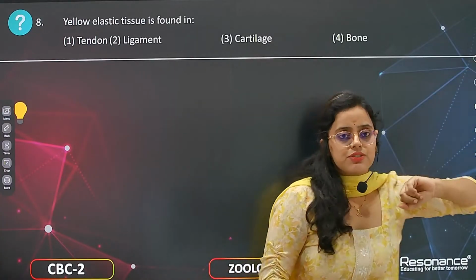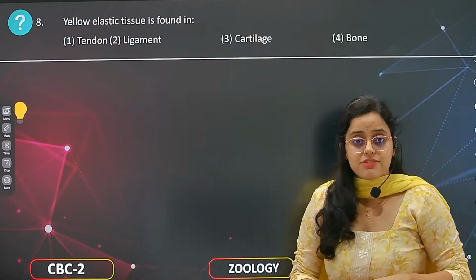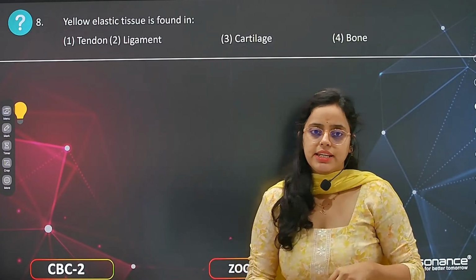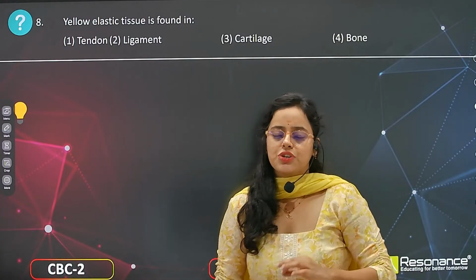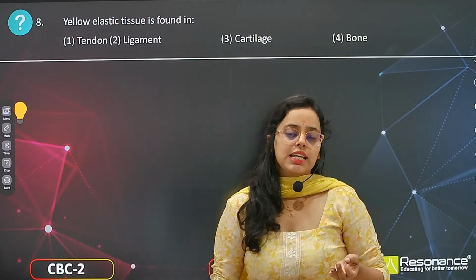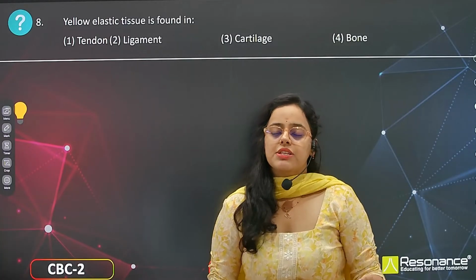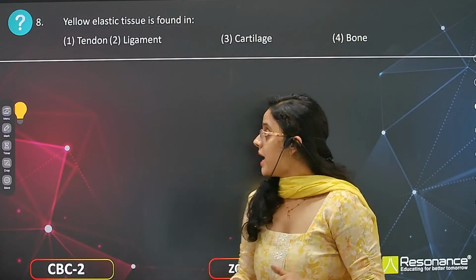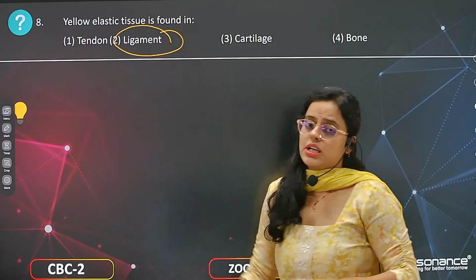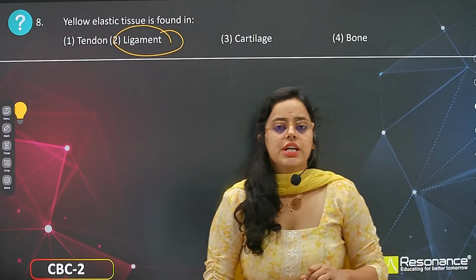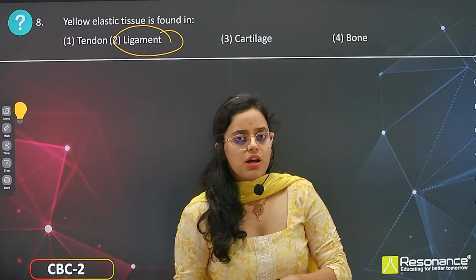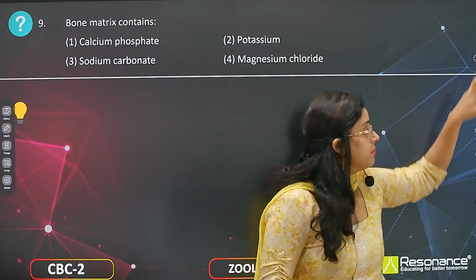Now moving to the next question. Yellow elastic tissue is found primarily in tendon, ligament, cartilage or bone. Primarily it is seen in ligament. Tendon consists of white fibrous tissue, ligament consists of yellow elastic tissue and collagen fibers, but primarily the ligament consists of yellow elastic tissue. And what is the function of ligament? Joining the bone to the next adjacent bone.